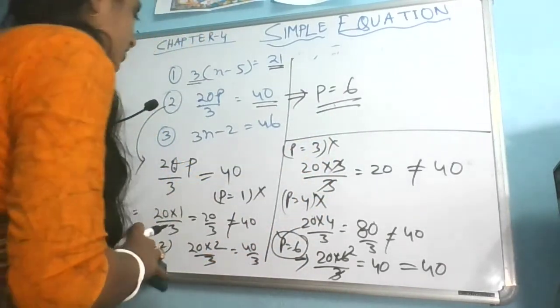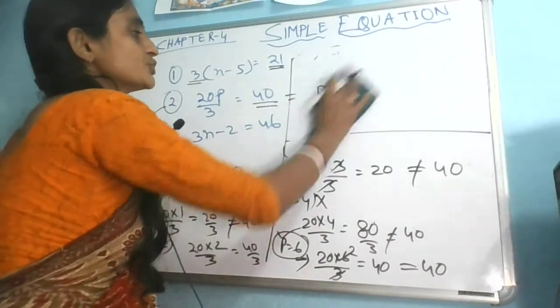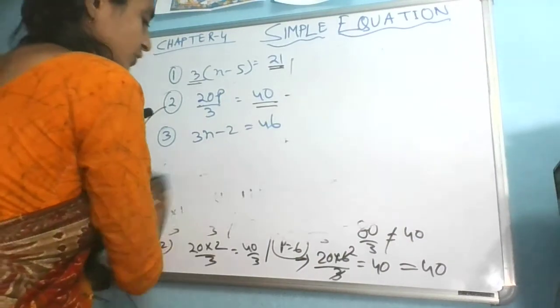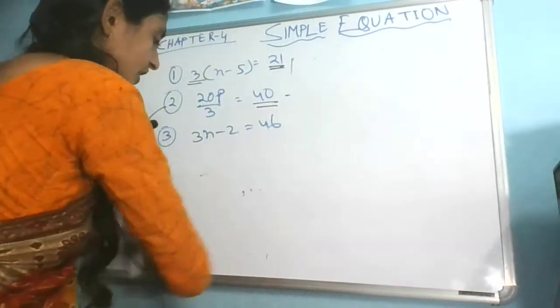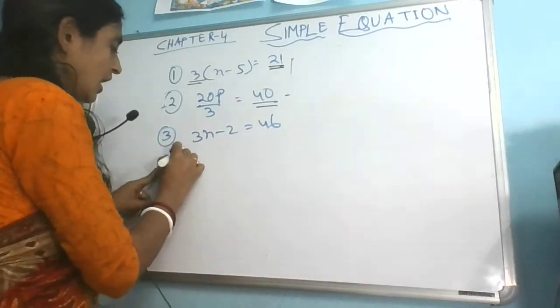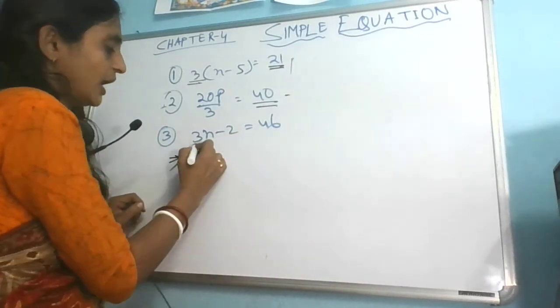Let's come to the last example. Here we will apply the transposing method, by transferring the term from the left hand side to the right hand side. So let's see how we can solve this one. My last question is this one. How can I solve it?